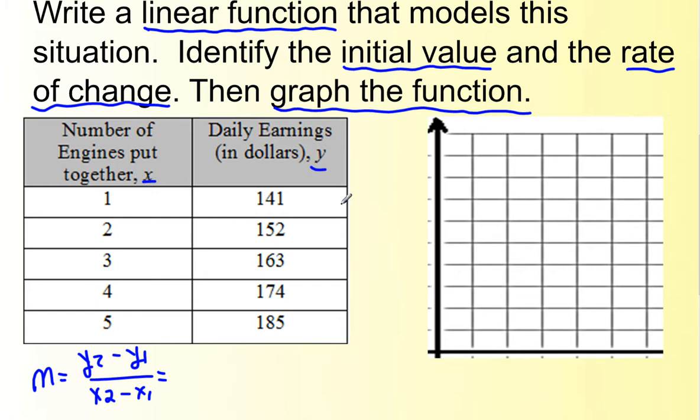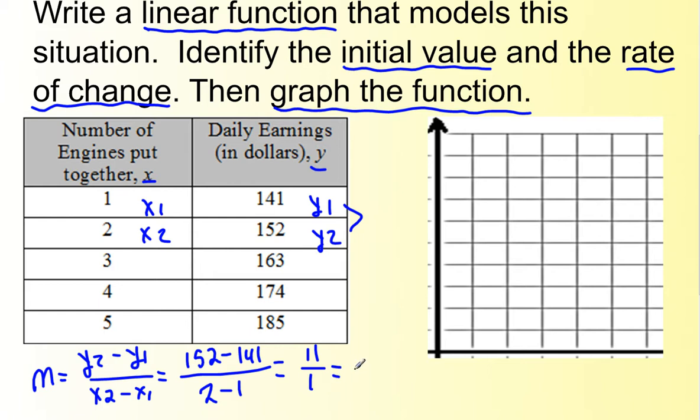This is our x values, this is our y values. So I'm just going to use these first 2 points. So this would be x1, y1, x2, y2. So 152 minus 141 over 2 minus 1. All right, so 152 minus 141 is 11. 2 minus 1 is 1, which means Derek's rate of change, his slope, the amount that his money changes every hour, is 11. He's getting paid $11 an hour.